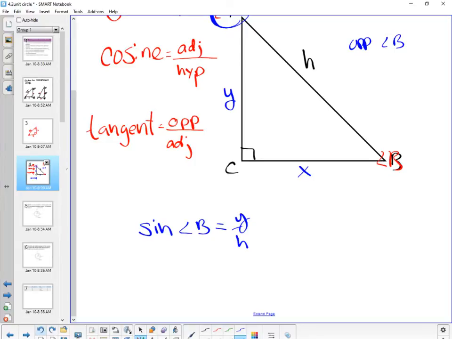Evan, what's sine? What sides am I looking for? Opposite over hypotenuse, right? So if I'm looking at angle B, here's my point of view. The opposite side is y, and the hypotenuse is h. So whatever numbers those might be, if this was 10 and 2 for some reason, then the sine of B would simply be 5.